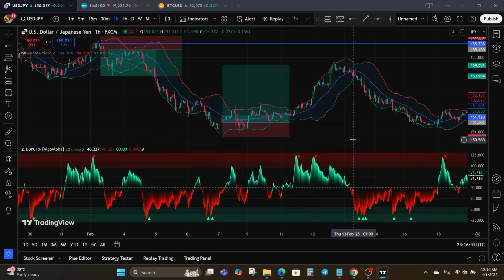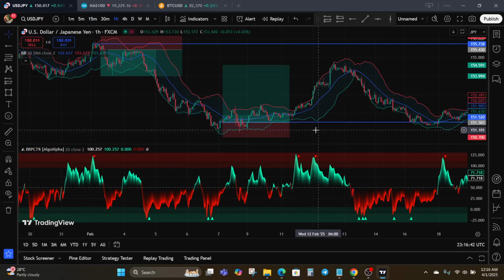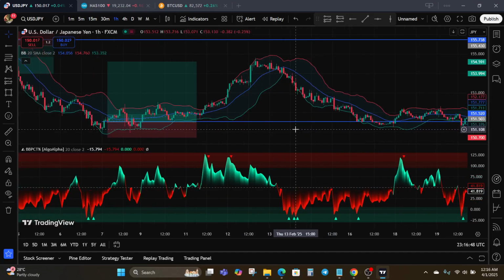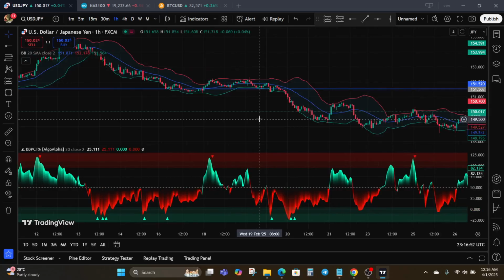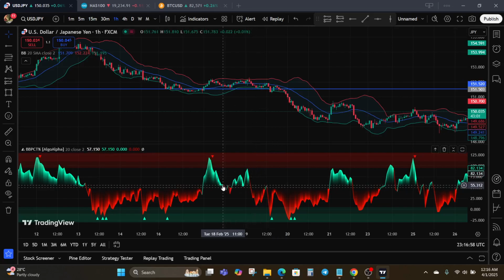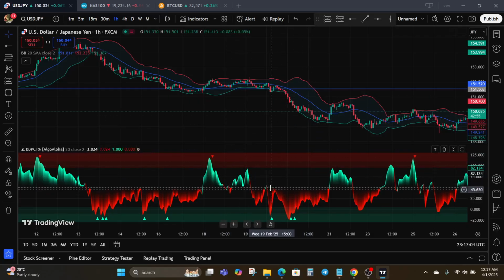For breakout trading, when the Bollinger Bands contract, you can use this indicator in combination with the Bollinger Bands, but it must not necessarily be with the Bollinger Bands. You can also use any other indicator of your choice for additional confirmation. Basically, when the Bollinger Bands contract and the percentile indicator suddenly rises, it signals an incoming volatility expansion.